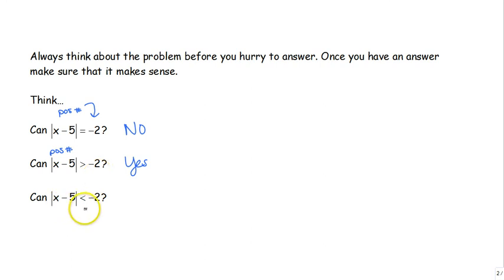Can that number be less than negative 2? No. Again, if it's a positive number, it has to be greater than negative 2. It can't be less than negative 2. If it was less than negative 2, it would be an even bigger negative number, which is not possible.